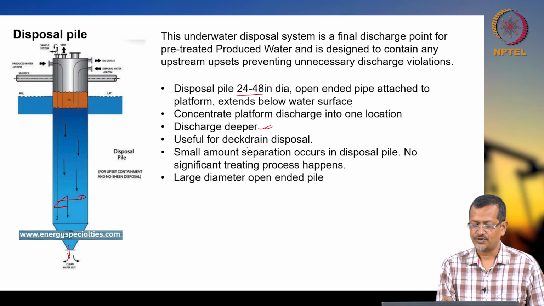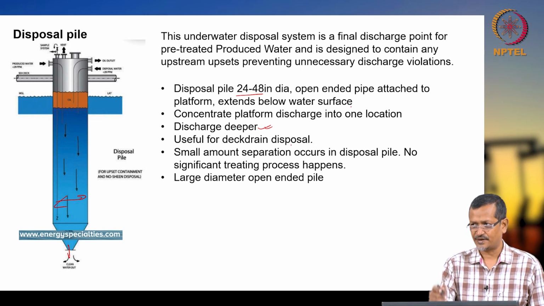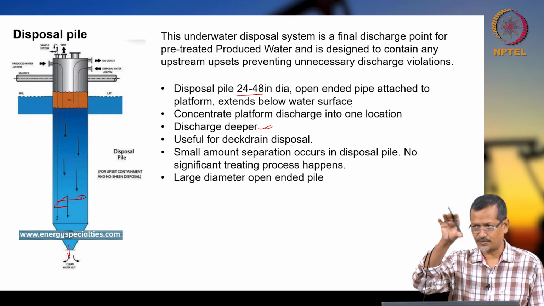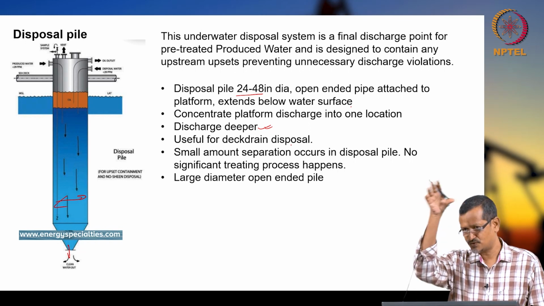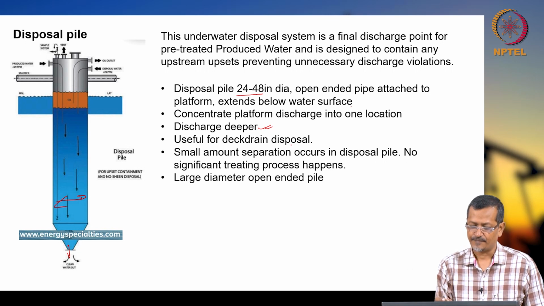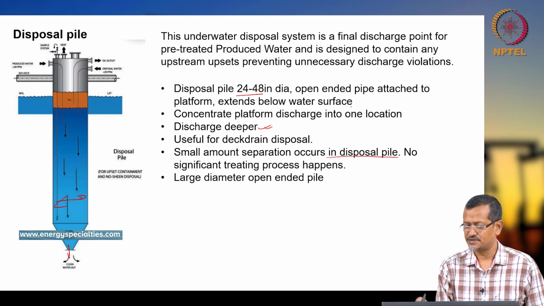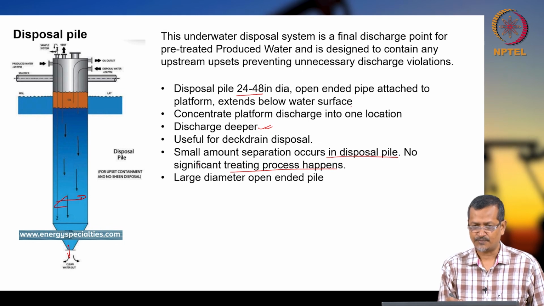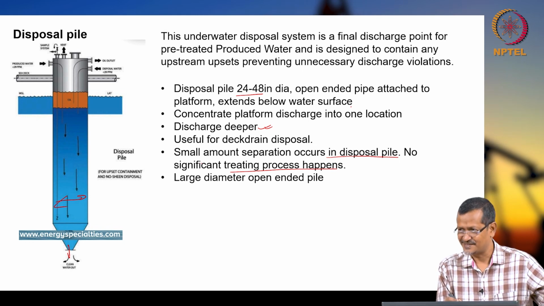Useful for deck drain disposal. So, the deck will have some draining mechanism. So, whatever produced water or unused water is there, it will go through this piping system. A small amount of separation occurs in the disposal pile. No significant treating process happens. So, the treating process happened already. So, this is a disposal system.